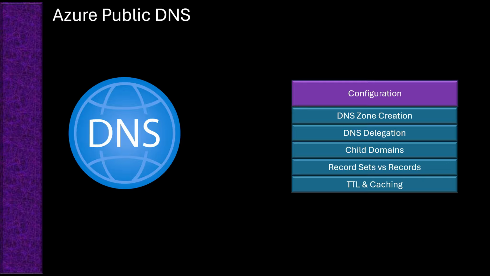Overall, Azure Public DNS zones offer a streamlined, secure, and scalable way to manage internet-facing domain names within Azure and allow you to efficiently handle both root domains and subdomains with fine-grained control over DNS record configurations.